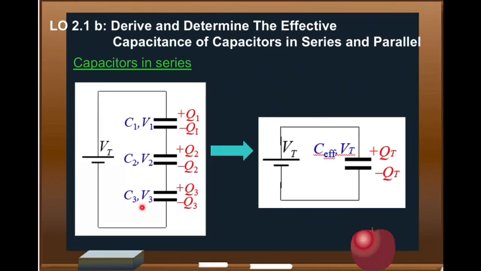So based on this diagram, the combination of these 3 capacitors that are connected in series is actually equivalent to this circuit here. The new capacitance is the combination of the 3 capacitors, and we call it the effective capacitance or equivalent capacitance, C_eff. The charge on the effective capacitance is called the total charge, QT. And we also have a battery which supplies a voltage V, and the voltage supplied is actually equal to the total voltage.